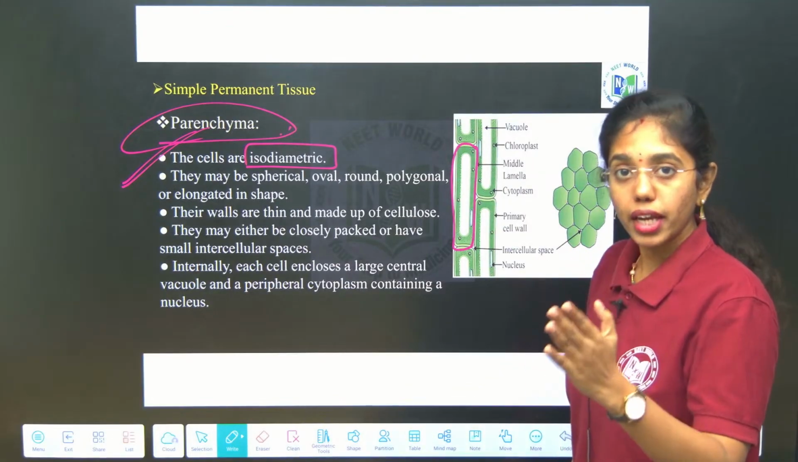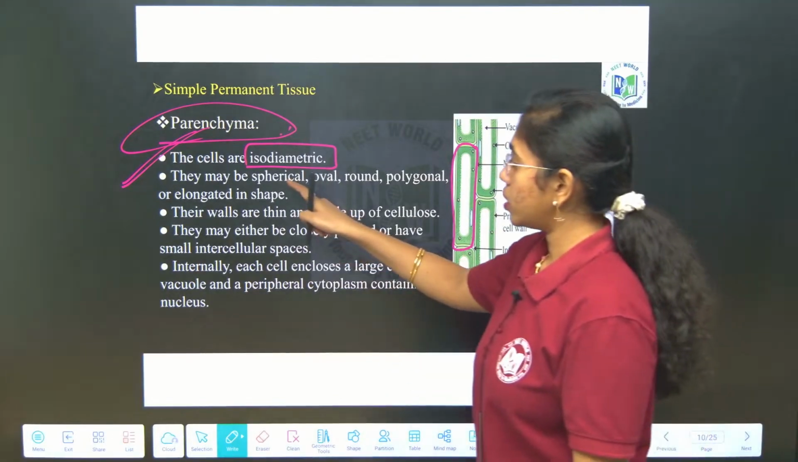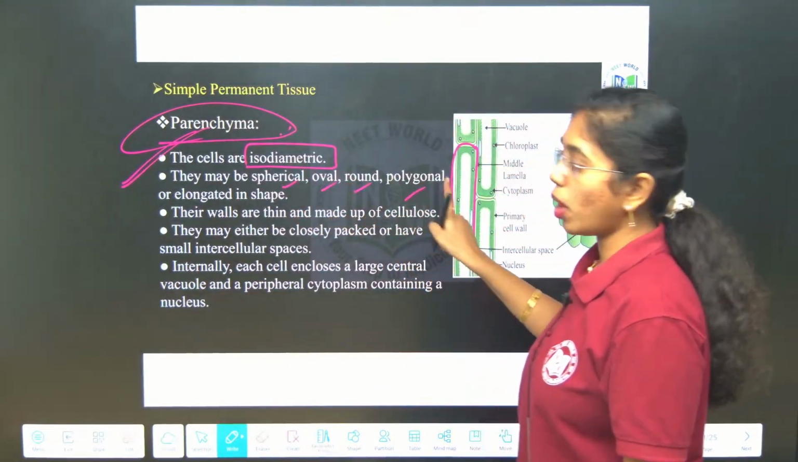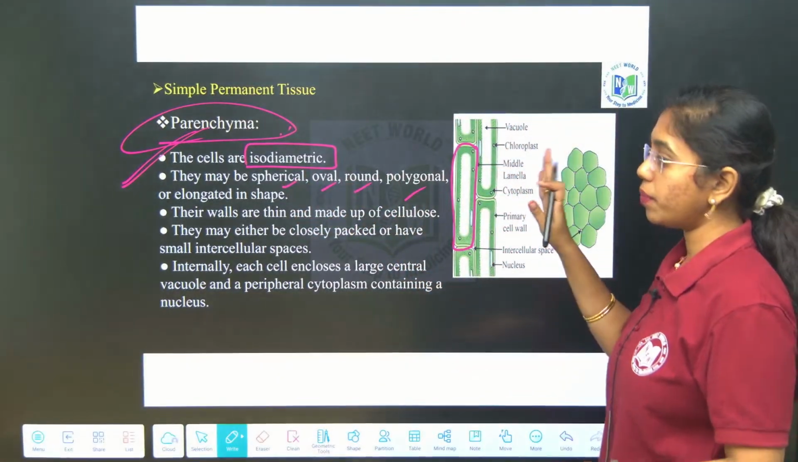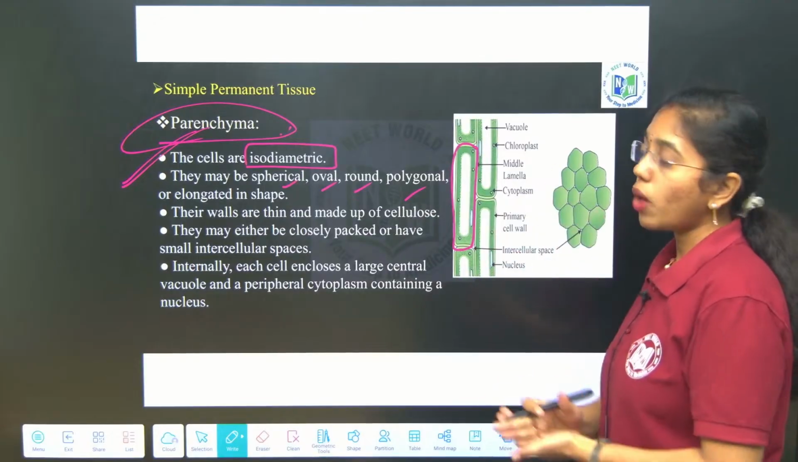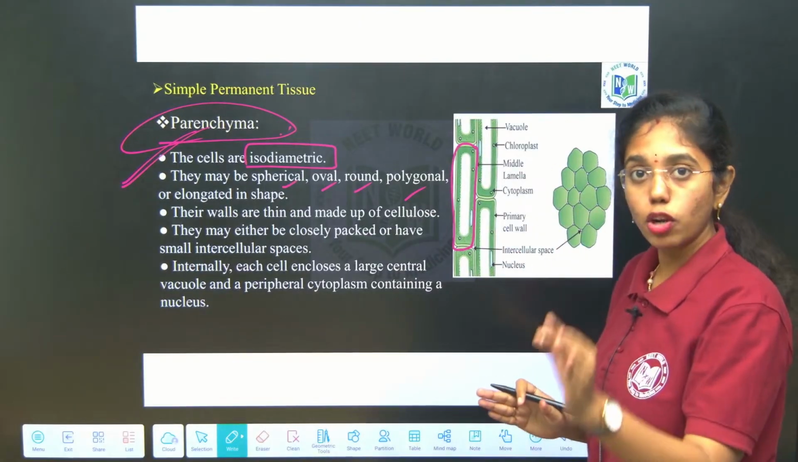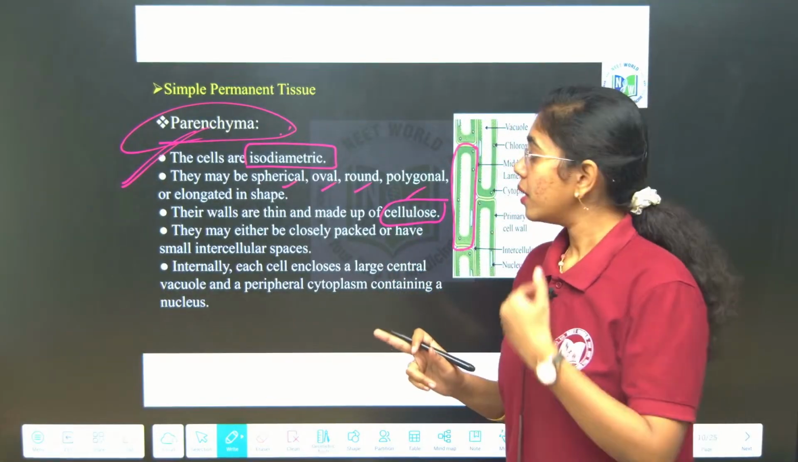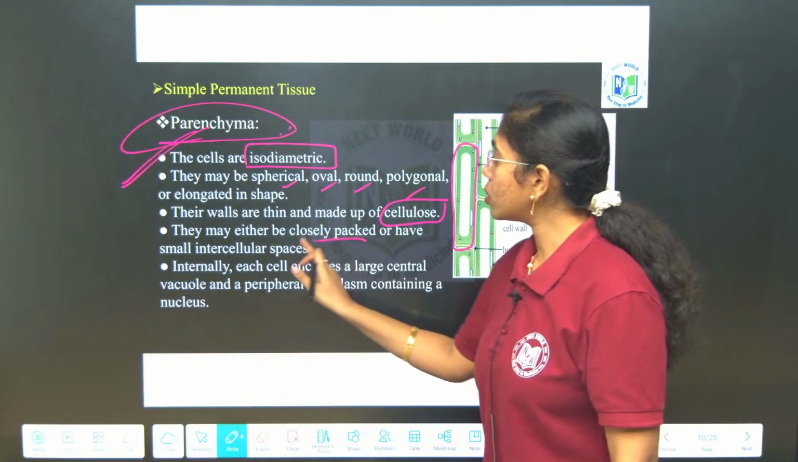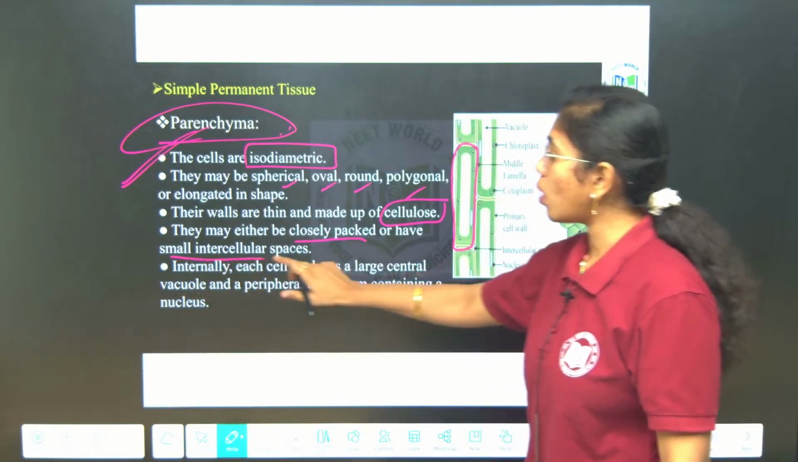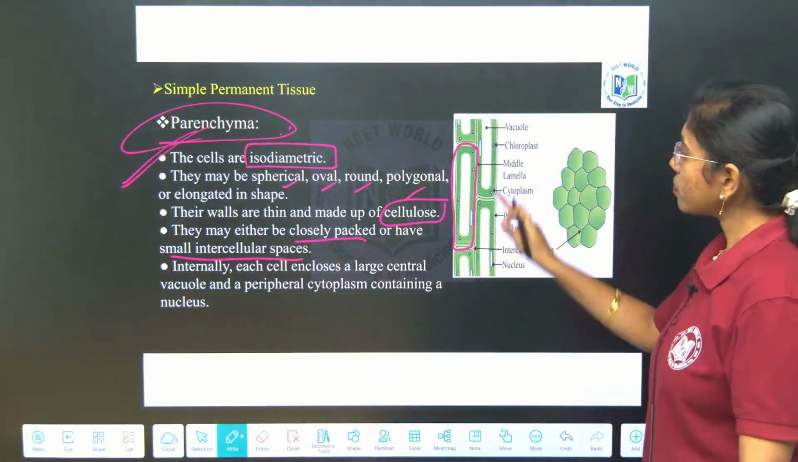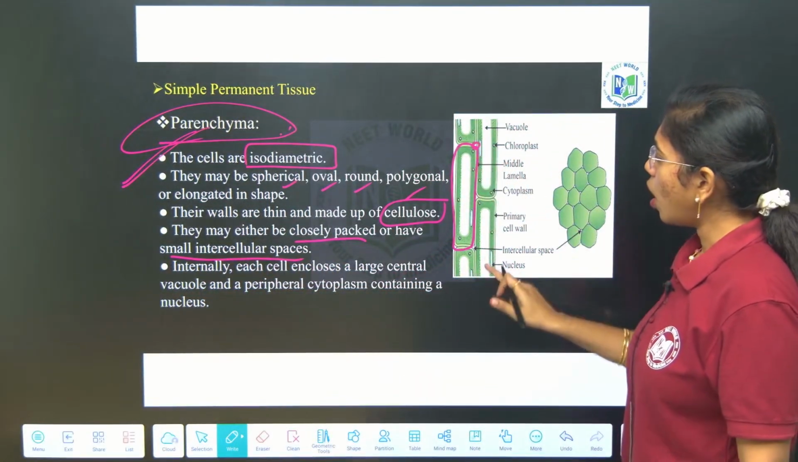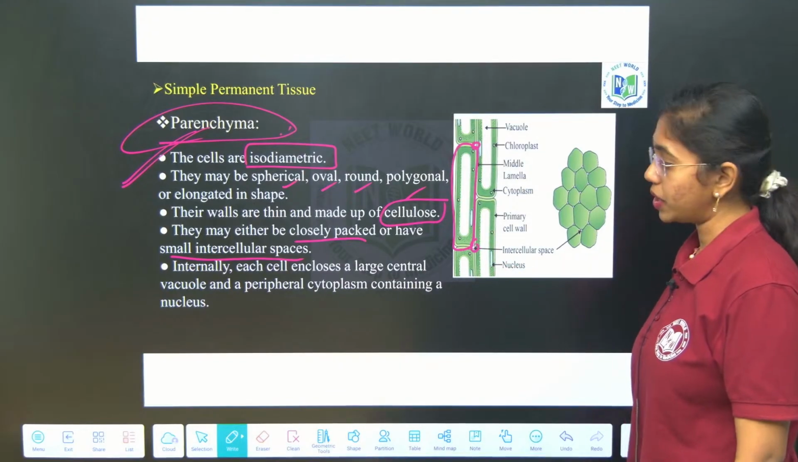They can be of any shape, again spherical, oval, round, polygonal or elongated. Their walls are made up of thin cellulosic cell walls. Parenchyma will have thin cellulosic cell wall. They may either be closely packed or they have small intercellular spaces.